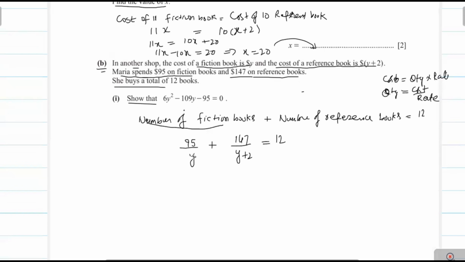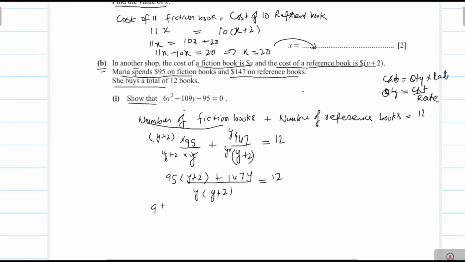Next we simplify it and we take the LCM. This is the LCM, y into y plus 2. And now we get 95 into y plus 2 plus 147y, this equal to 12. Now this can be written as 95y plus 190 plus 147y equal to 12 multiply y into y plus 2.